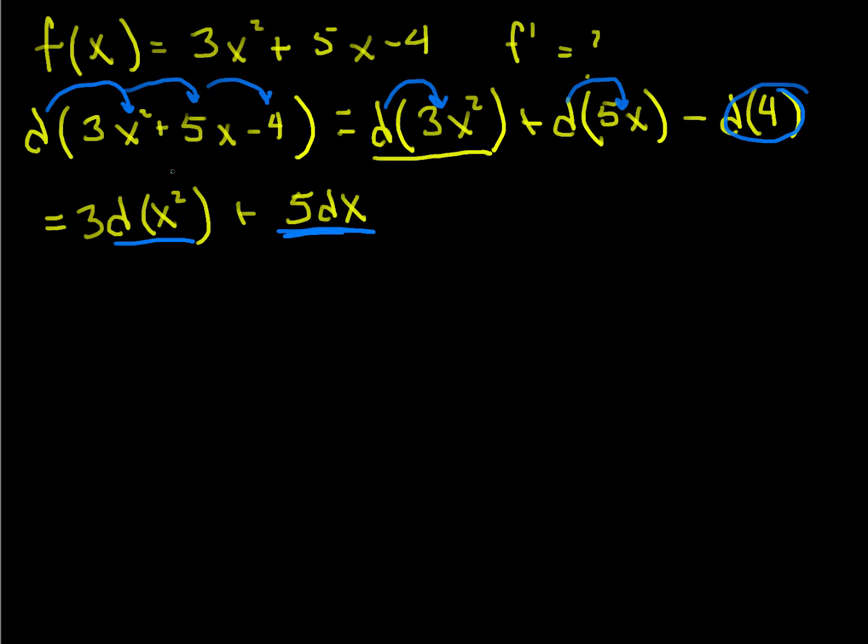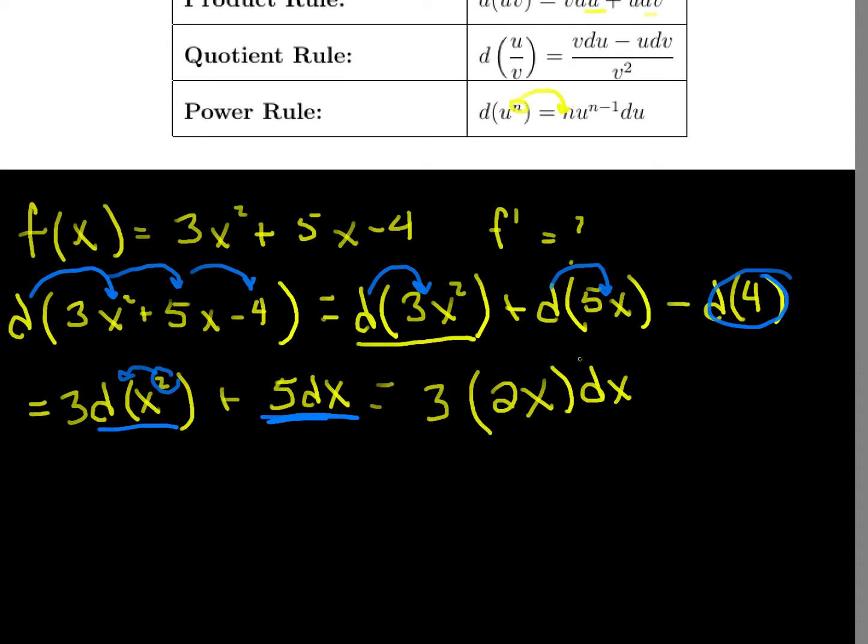Power rule says that the exponent will come down and become my new coefficient. So this is going to come down, and I'll reduce the exponent by 1. So power rule says that this is equal to 3 times 2x, and I still have to write dx, because that is what my power rule says.